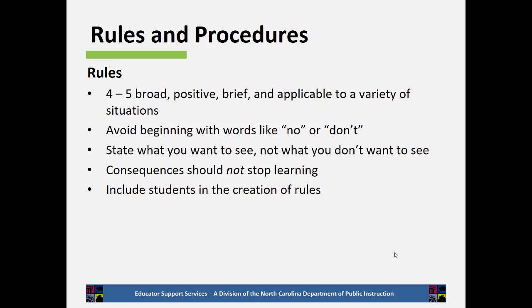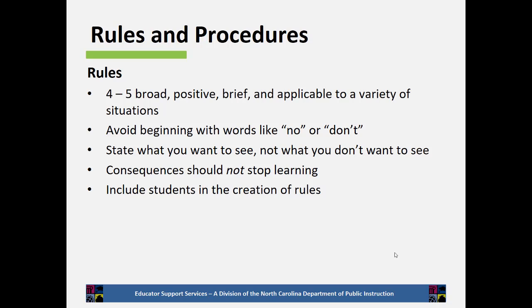So we would want a teacher to think about, well, what kind of rule would cover that behavior around raising my hand? So it could be a rule around mutual respect. So that way you've got this rule of respect, and then you could have a ton of different behaviors around that in which ways kids are supposed to act. So thinking broadly, I think, will make it a little bit easier for you to have rules that cover a lot of different behaviors. We want to avoid beginning with words like no or don't. We want to state what we want to see, not what we don't want to see.